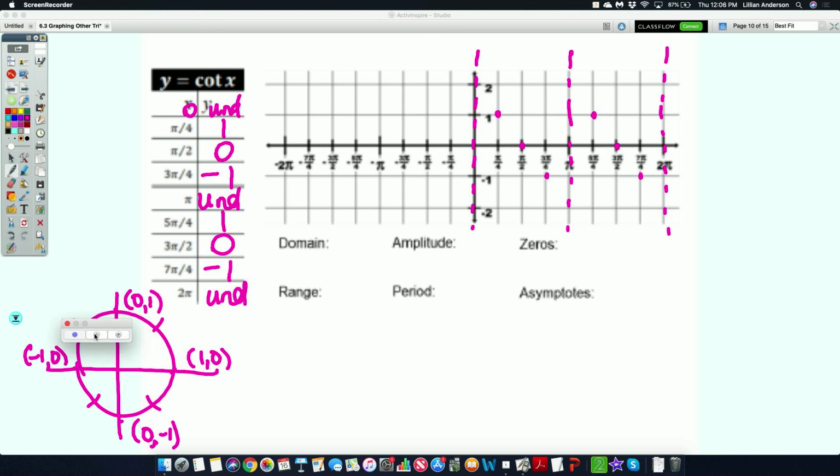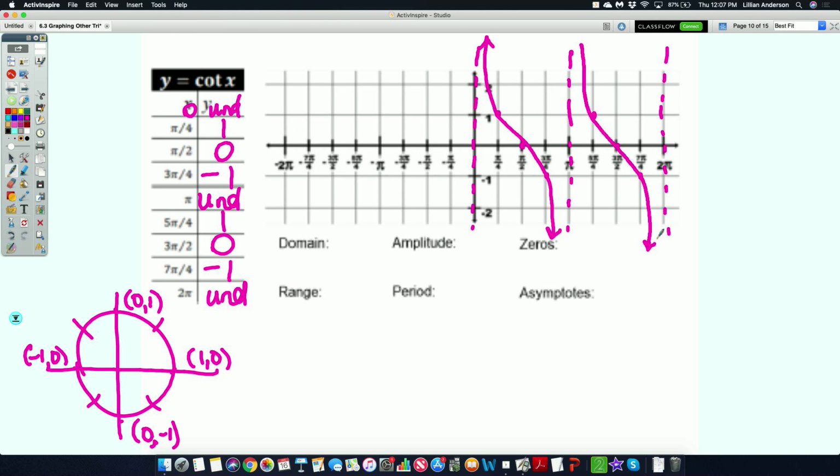Looks very similar to tangent, but it's actually like a reflection over your x-axis, and that is cotangent. So this one decreases as you move from left to right, unlike tangent, which increases as you move from left to right.